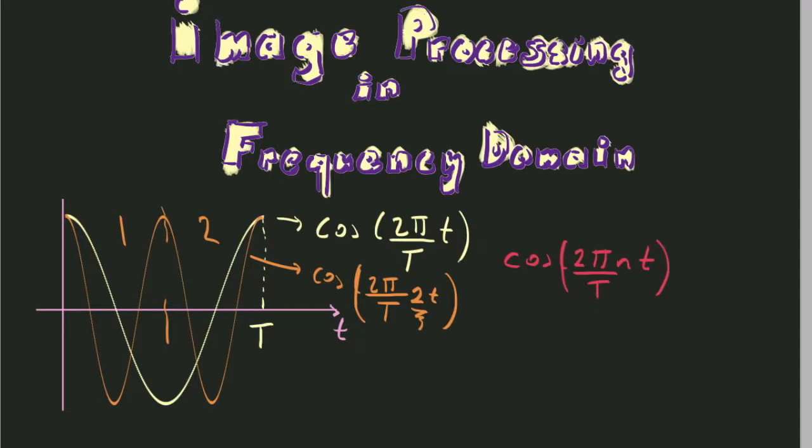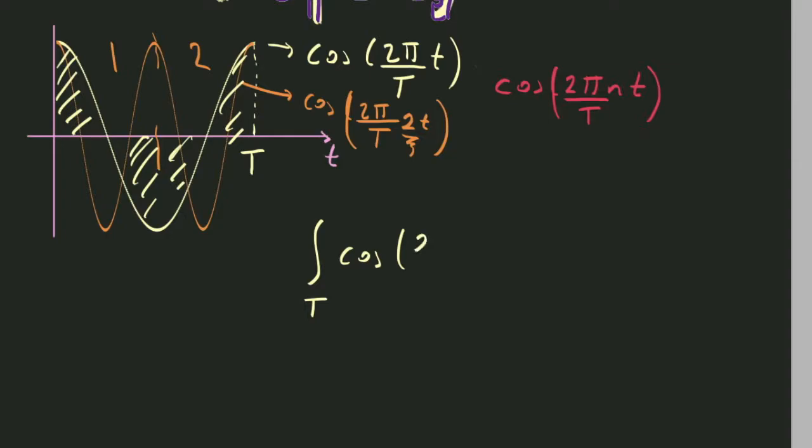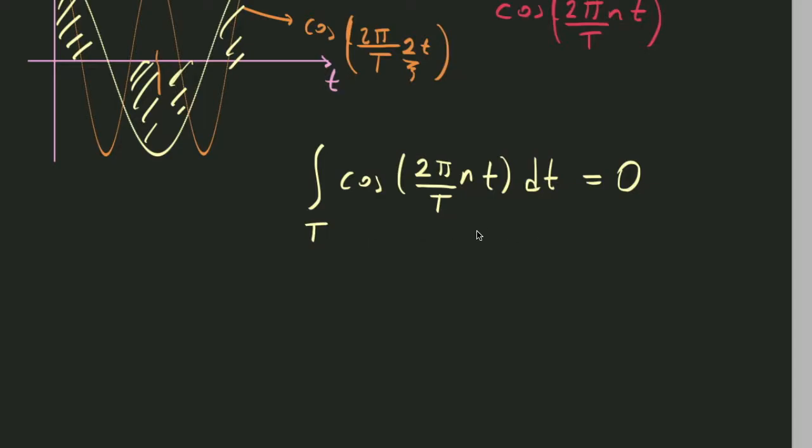Okay, now let's remember the integral of cosine. If we integrate a cosine function over a period, the positive portions will cancel out the negative portions. Therefore, the integral would be 0. So if we integrate a cosine function over a period, that would be 0. If we use the generic formula that we have obtained, cosine of 2 pi n over capital T times t, dt, that would also be 0.